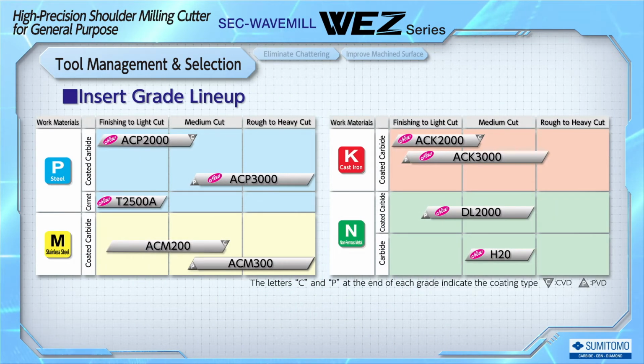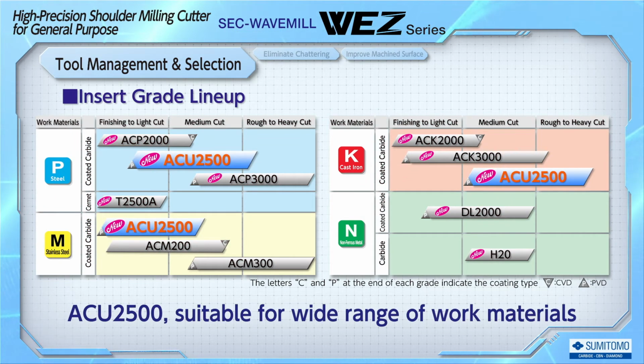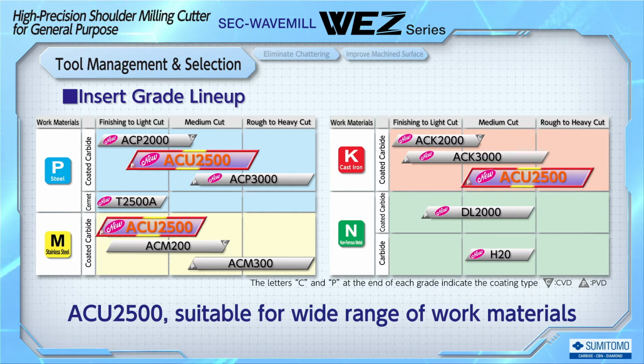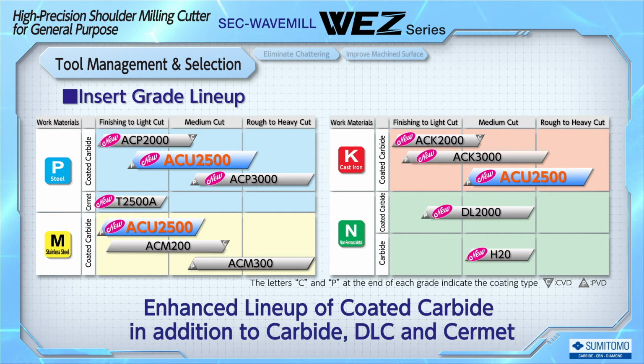In addition, with conventional tool, it was necessary to use different types of insert grade depending on the material to be machined. This caused workshops to keep different kinds of inserts for different cutting needs. For WEZ, new grade called ACU2500 was developed as a general purpose grade, which can be applied to various work materials. This allows the ACU2500 to handle small lots production of various work materials such as steel, cast iron, and stainless steel. In addition, for mass production, specialized grades are also available.